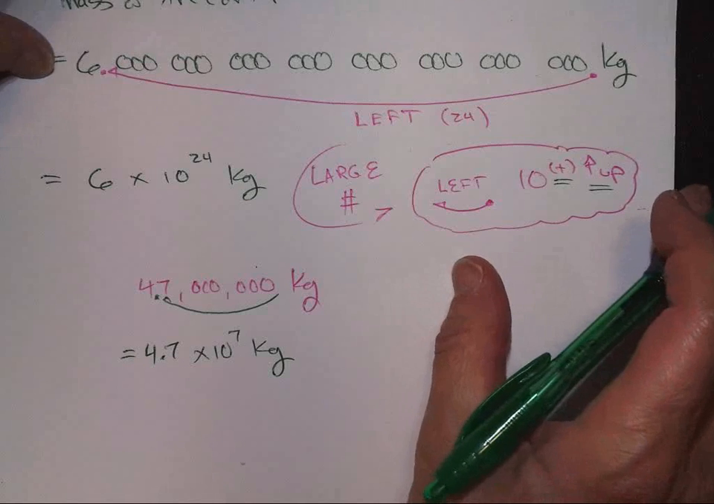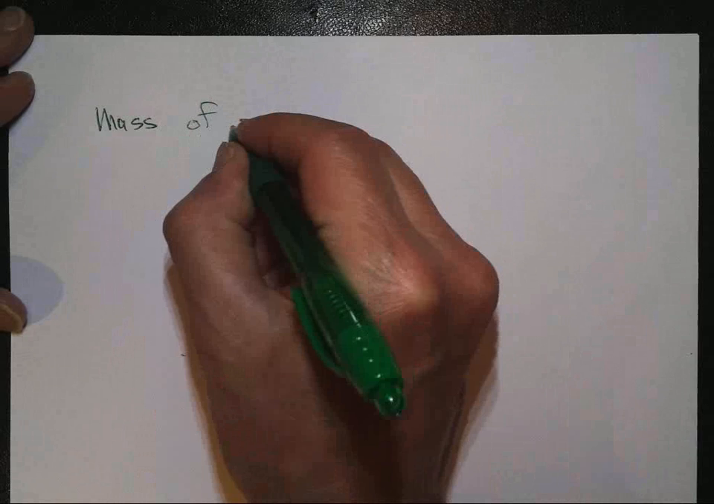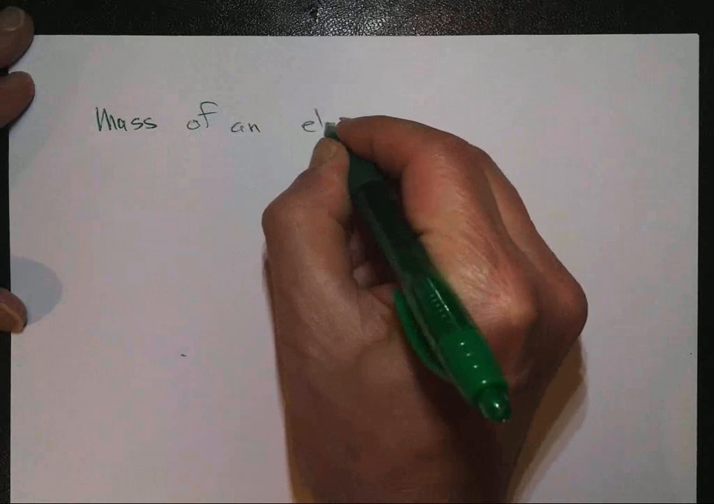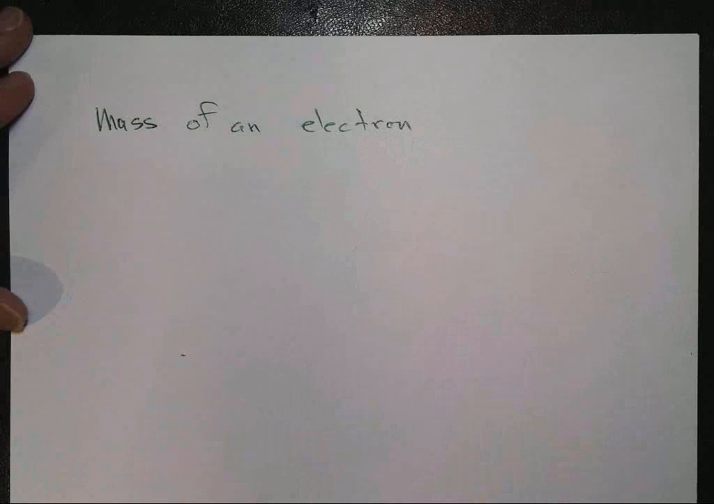Let's take something very small next. Let's take a look at something on the other end of the spectrum. Let's look at the mass of an electron. It's a small particle. It's not very massive. So here's what we've got.